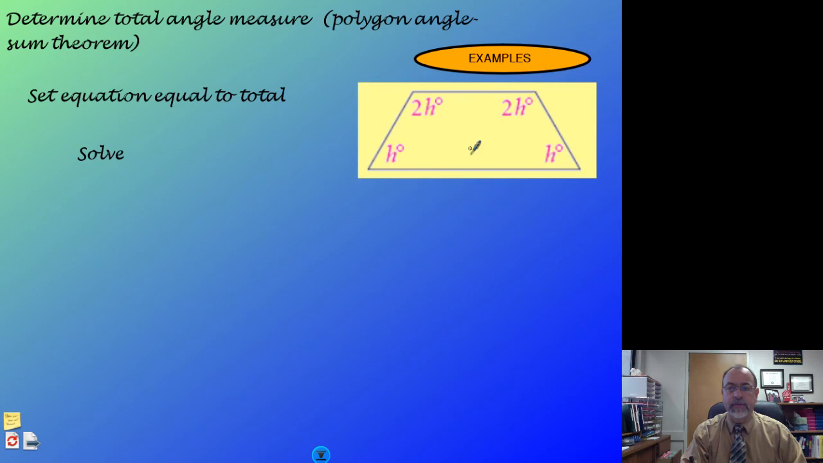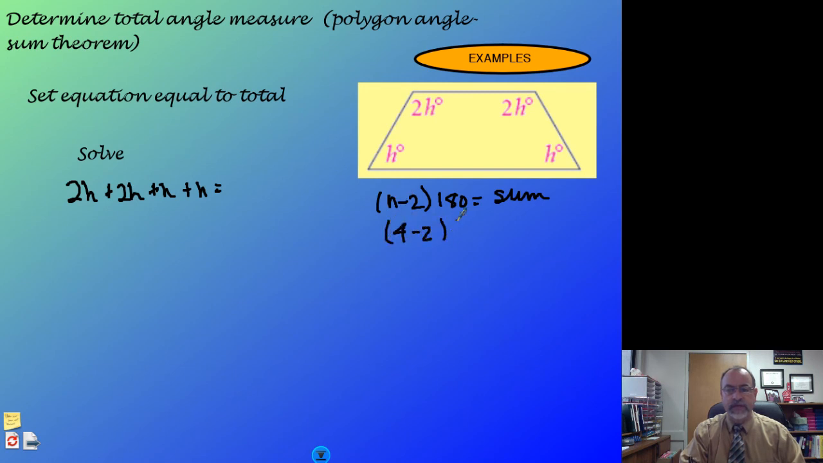Okay, so here's our last example, and again, I know that I can add the angles together, so I can add this 2h plus this 2h plus this h plus this h, but what do they equal? Because I need to know what they equal in order to solve for h. Well, again, I can use the polygon angle sum theorem to determine what the sum of all these angles should be, n being the number of sides. So I have 1, 2, 3, 4 sides, subtract 2, and if I multiply that by 180, that will give me the sum. So this is going to be 2 times 180, which is going to be 360. So I know that all of these added together is going to equal 360 degrees.